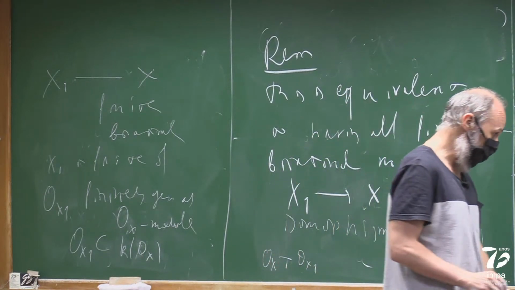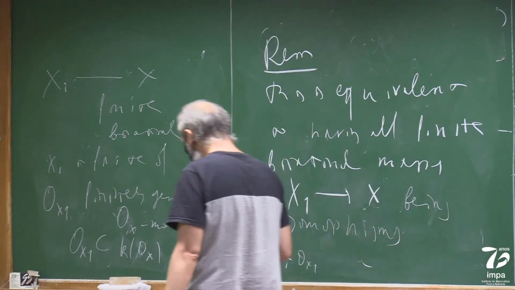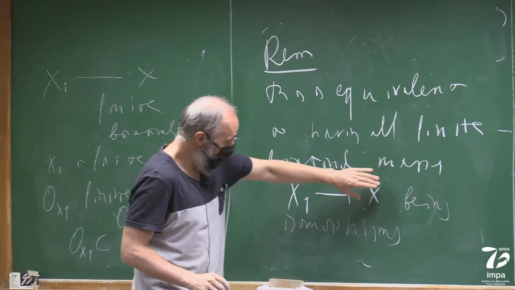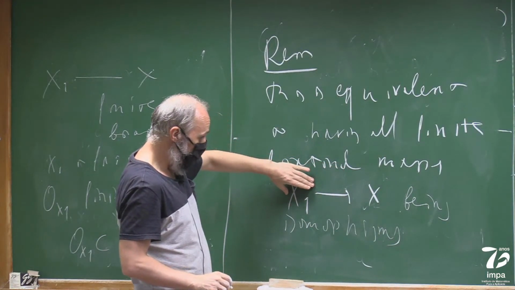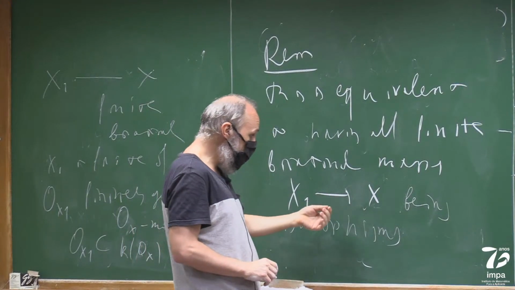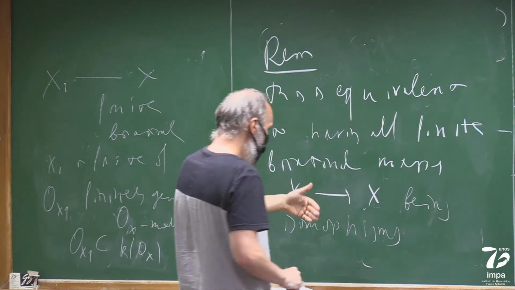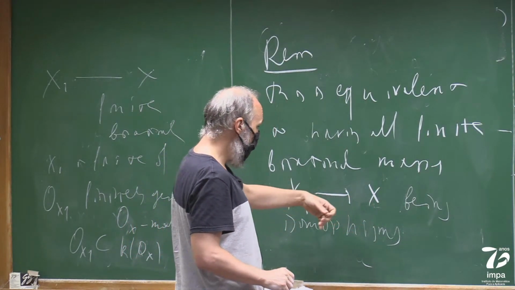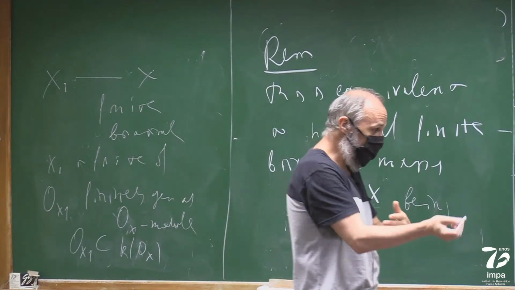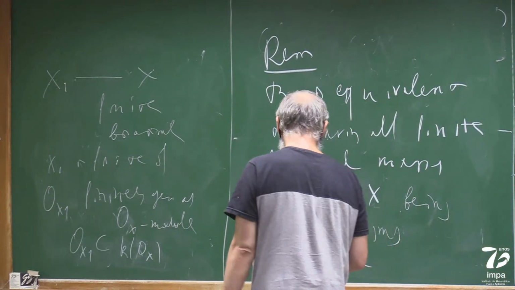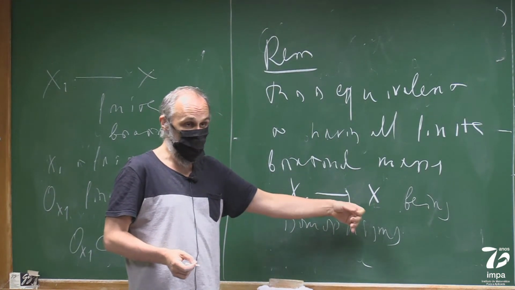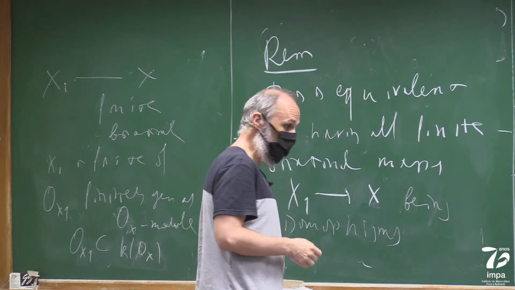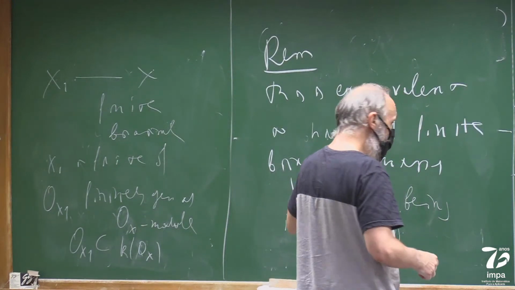So this is one direction. On the other hand, if this is normal, there are no such maps. But if there are no such maps, then if you add an element which is integral over O_x to O_x, the corresponding finitely generated ring will coincide with O_x. So this means that this element in the ring of fractions actually belongs to X. So this is really an equivalence.